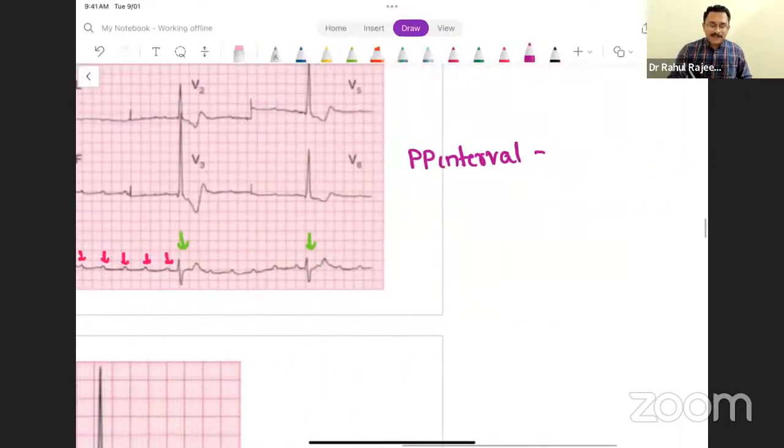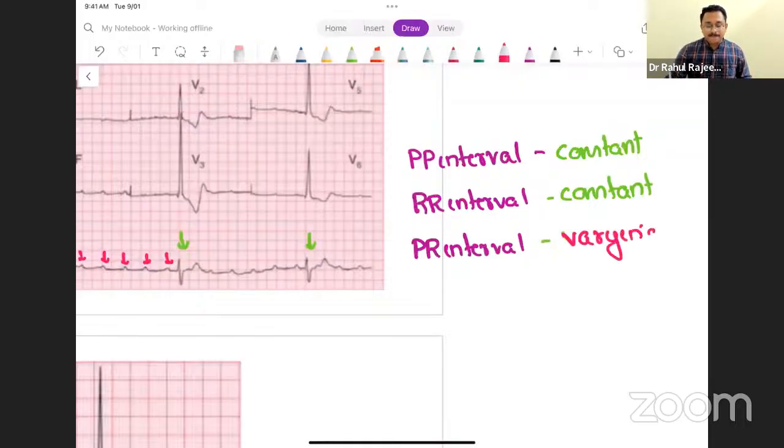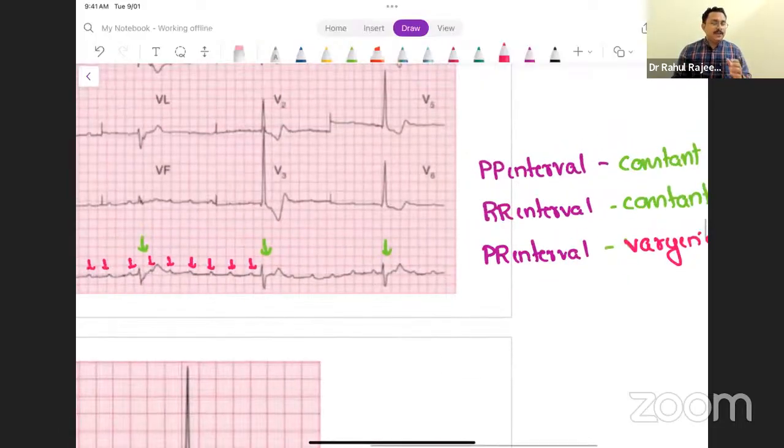You can see that the PP interval is almost constant. You can also notice that the RR interval, the interval between the two R waves, is also constant. But please have a look at the PR interval. The PR interval will actually give you the relationship between the atria and ventricles. And you can see that the PR interval in this case keeps on varying.